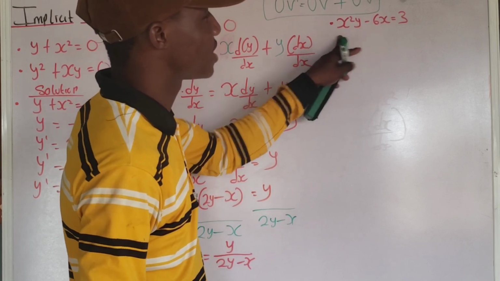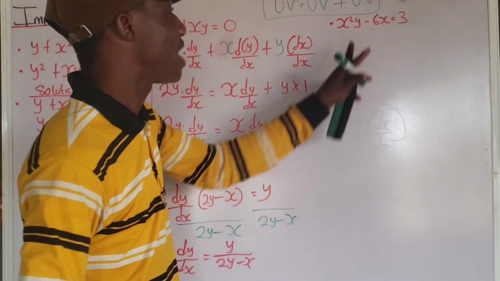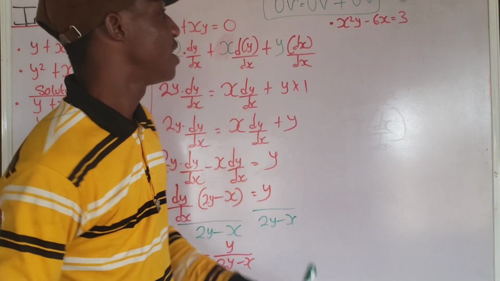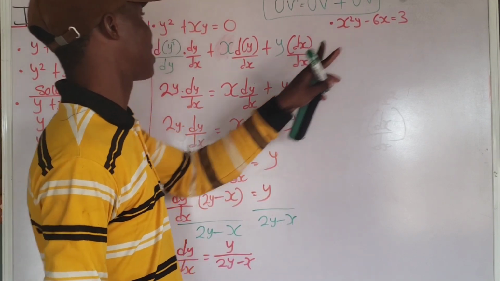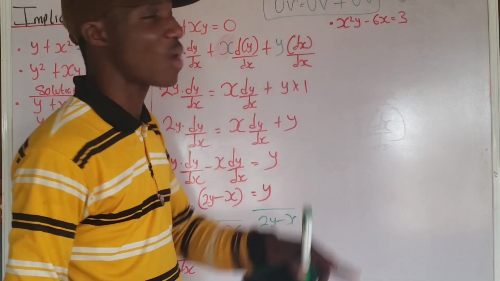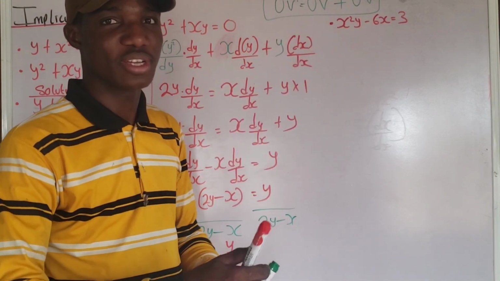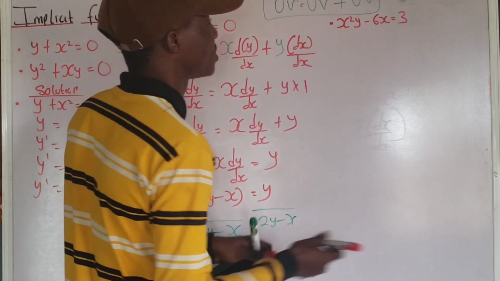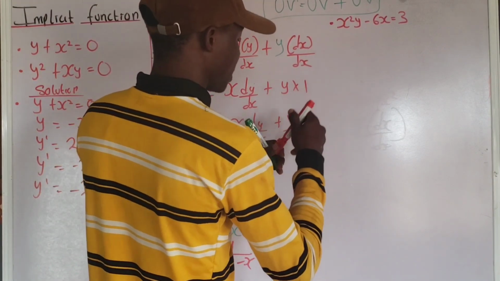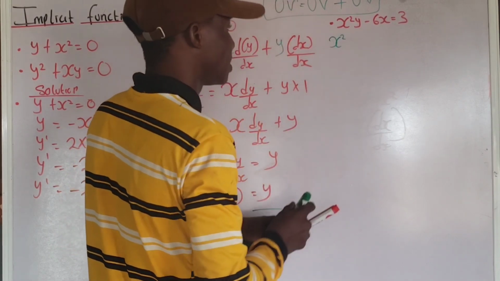Let us first differentiate x squared y. Now x squared is the first part, and y is the second part. Let us keep x squared constant, then differentiate y. Then we're going to keep y constant and differentiate x squared. You understand? Okay, let's proceed. Let us keep x squared constant, so I'm going to have x squared. Now let us differentiate y.